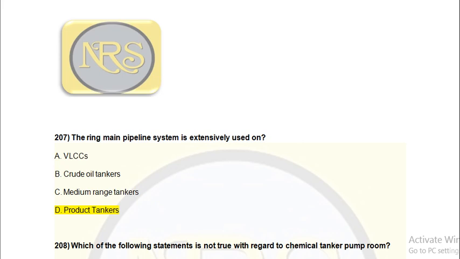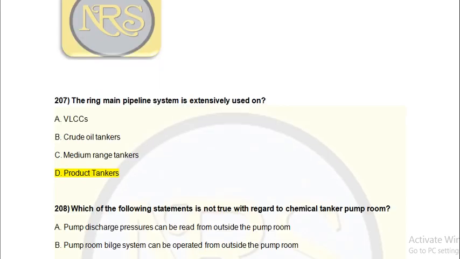When you are using crossover, a small, minute amount of intermixing of cargo can happen, but that will not cause any issue commercially or from the safety aspect. Then the system is called the ring main system. It is mainly applicable for product tankers. So question number 207, the correct answer is option D.